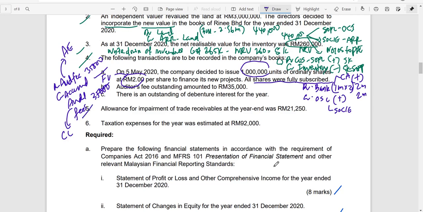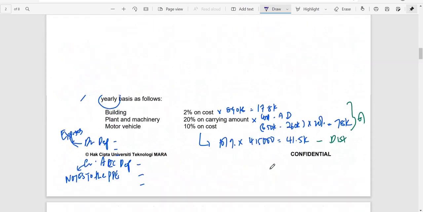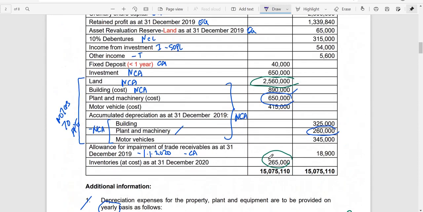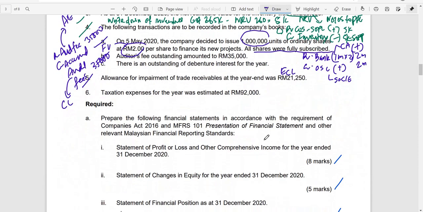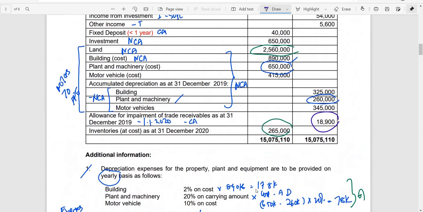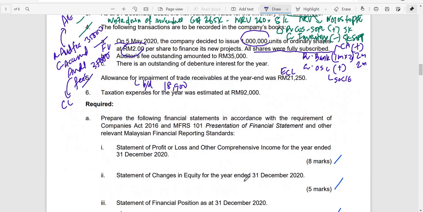Next is about allowance for impairment of trade receivable. That was at the end of the year. So this is actually the ECL, the estimated credit loss at the end of the year, which is the allowance for impairment balance at the end of the year. Earlier on, you were informed of the allowance balance at the beginning of the year, 18,900. So you have the allowance brought down balance 18,900, right? And then you will have to check if there is any bad debts written off or any bad debts recovered. In your case, none.